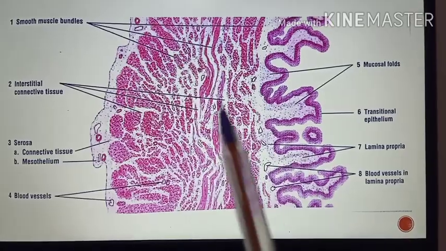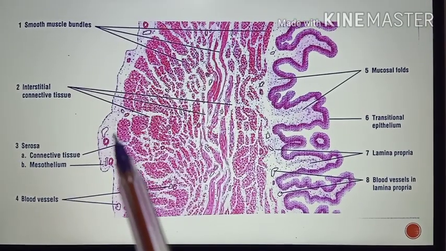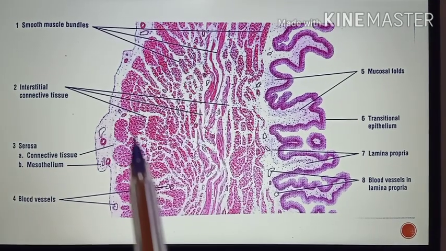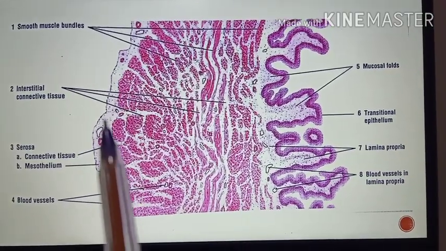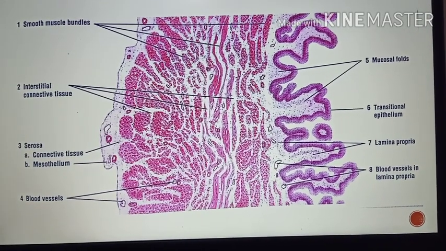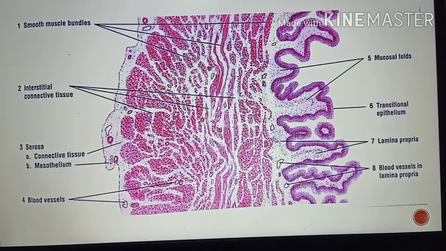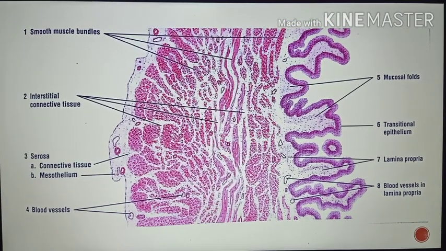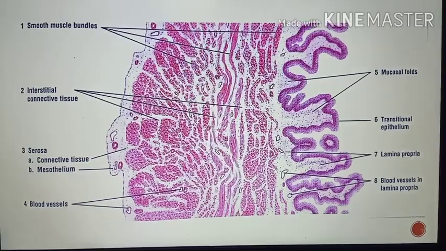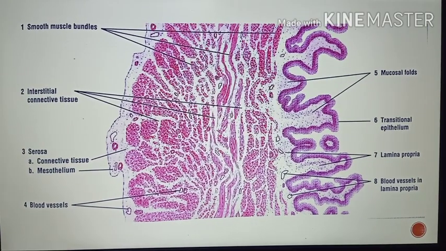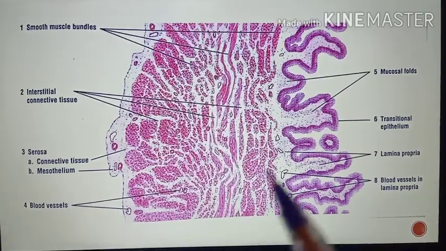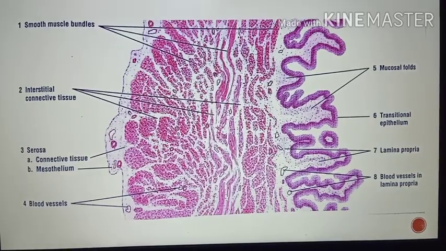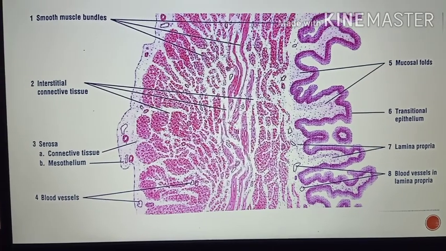So now coming to the third layer, that is the serosa or adventitia. So this was the mucosa, this is the muscle layer, then you have the serosa or adventitia. We call it serosa or adventitia according to the location where the section is taken in the urinary bladder. The superior part of the bladder is covered by mesothelium of peritoneum, forming the serous layer which is called serosa. In this slide, the section has been taken in the superior part of the bladder where the peritoneum is present.